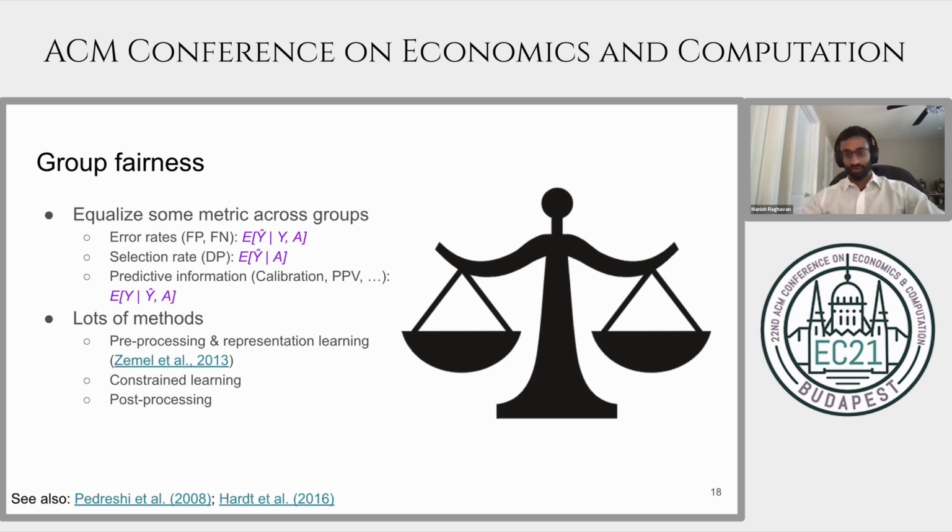From a mathematical perspective, in terms of the variables we were talking about, you might write this as trying to equalize the expectation of y hat conditioned on y and a. Given that these are essentially what give us the ability to measure false positives and false negatives broken down by these groups. Another thing we might seek to equalize is simply the selection rate for different groups.